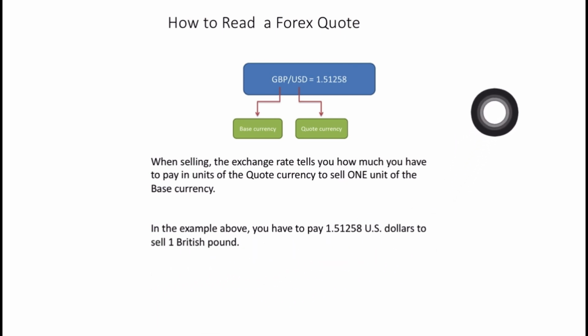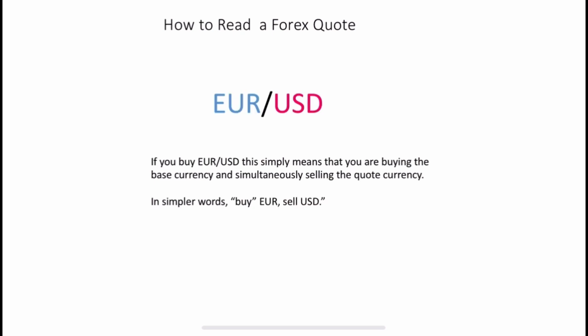And while selling, the exchange rate tells you how much you receive in units of the quote currency to sell one unit of the base currency. In the example above, you get 1.51258 US dollars to sell 1 British pound. I guess that example is very simple. When you're buying, you will need 1.51258 US dollars to get 1 pound. Then same to the selling. That's how much you need.